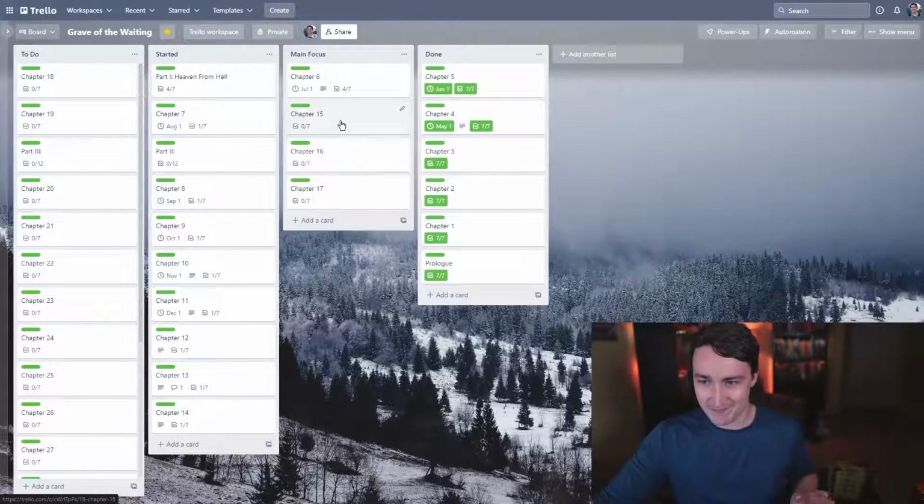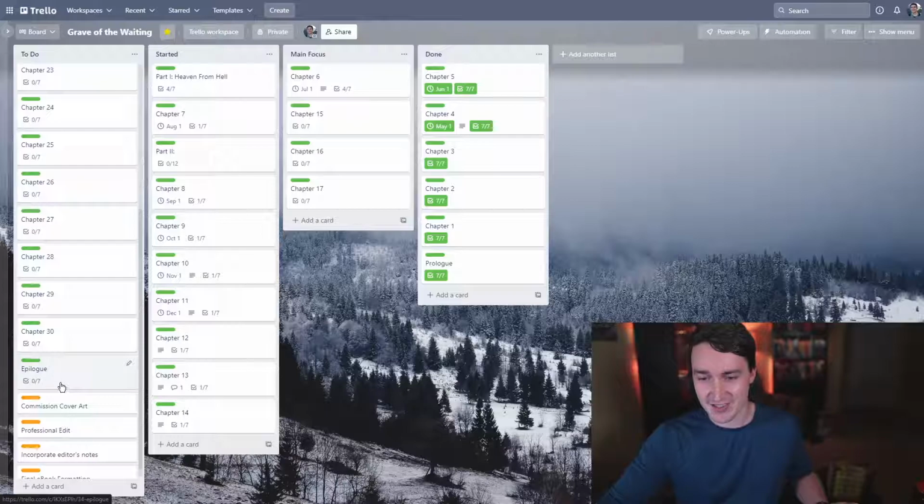15's already like halfway written, maybe like a third written. And I should be able to finish that soon. So 2.5 chapters, I feel like that's doable. And we're always trying to just get faster and faster, because my goal is to finish with the epilogue by November, essentially. So I have no idea if we're on track for that.